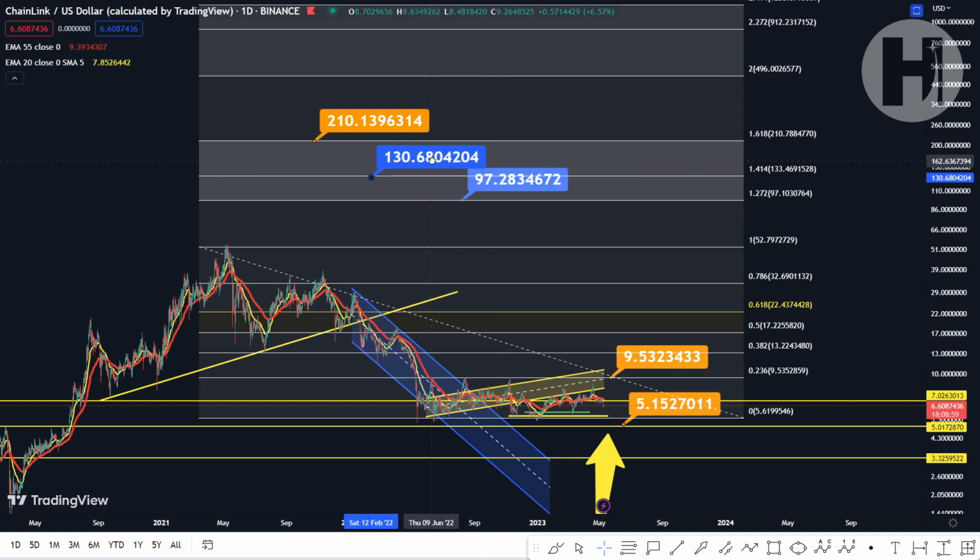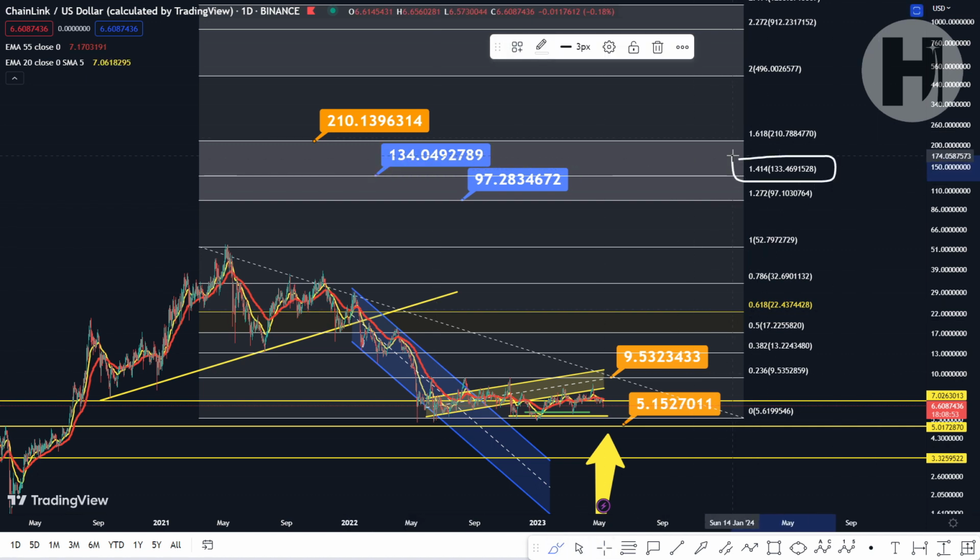$133 is approximately where you can start taking some profits, because based on the fib, that is the 1.414 at $133 and the 1.272 fib at $97. But obviously the major target would be the 1.618.